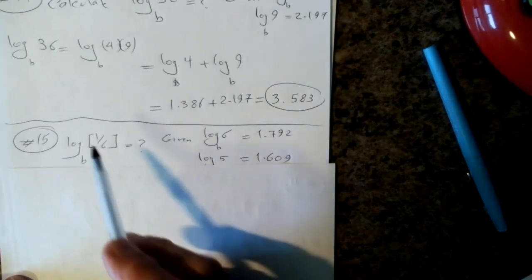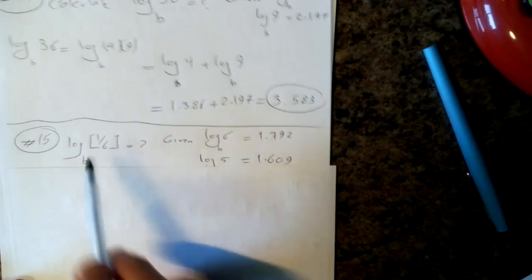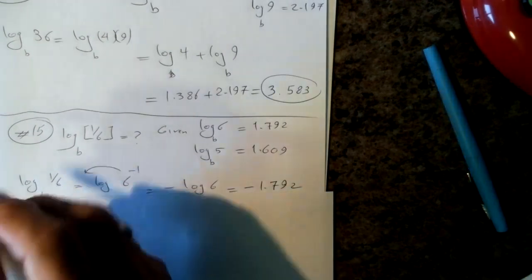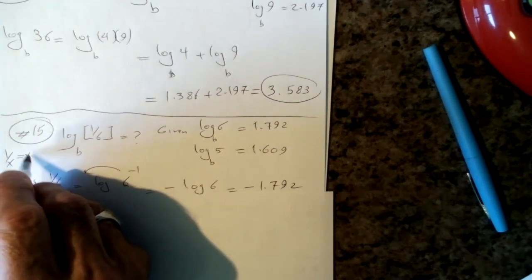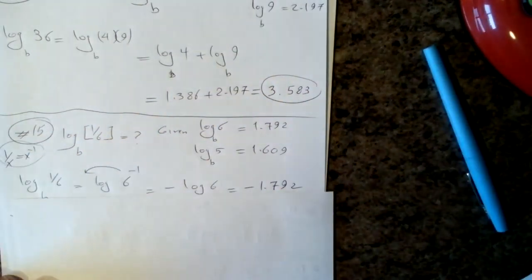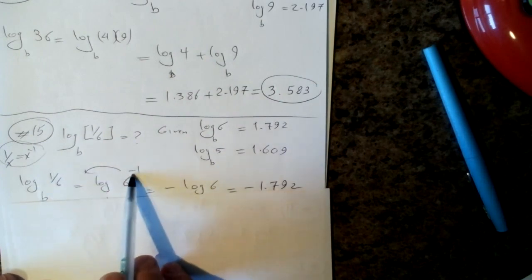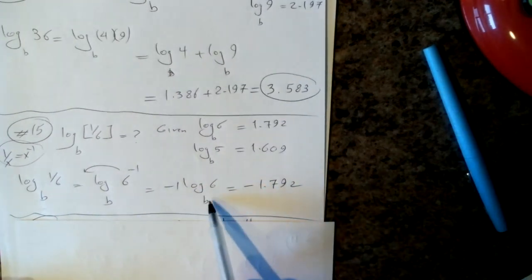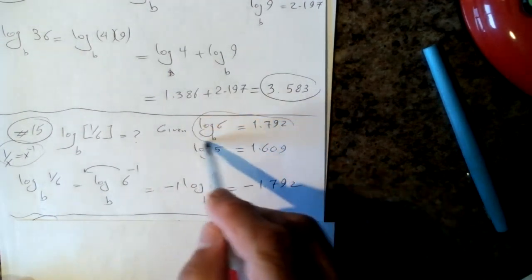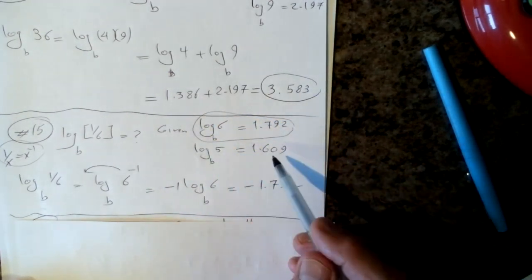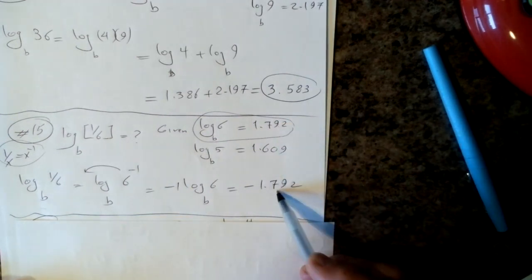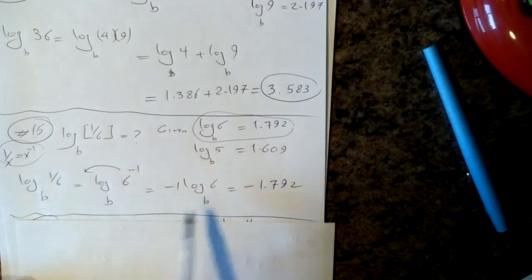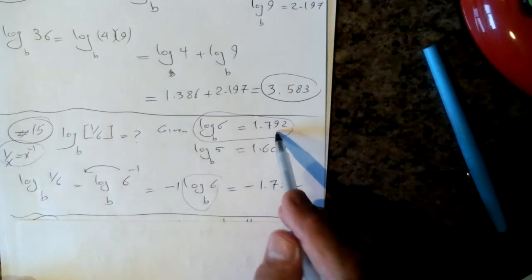See, here they ask us to find log of 1/6 with base b. 1/6 is 6 to the power of -1. Remember, 1/x, you could write it as x to the power of -1. So 1/6 is 6 to the power of -1. Then I'll bring the -1 to the front. Log of 6 with base b is given in the problem. They also gave 5 and b, but we don't need that one. So you take that one and put it here. So in the beginning, 1/6 is 6 to the power of -1. You bring the -1 here, and then log of 6 with base b is given.